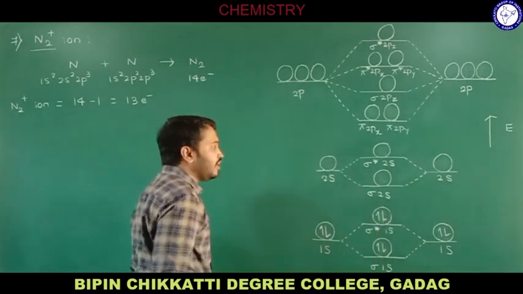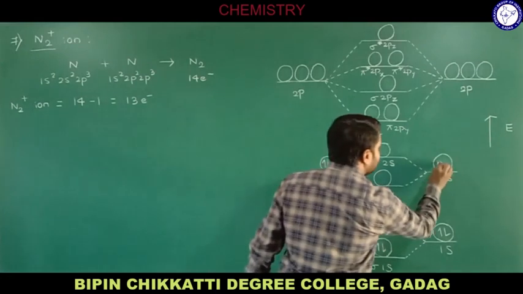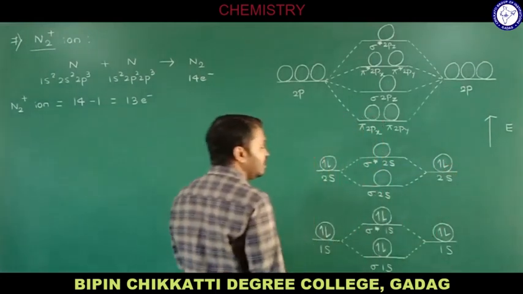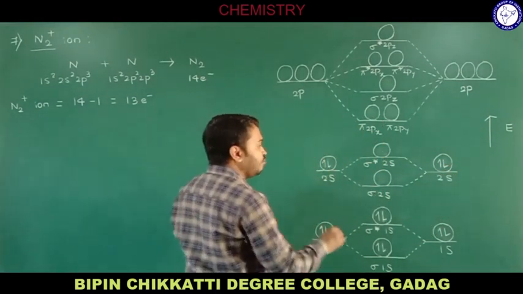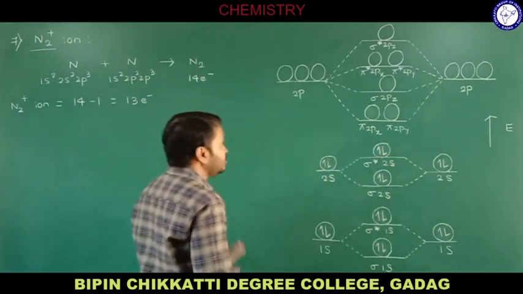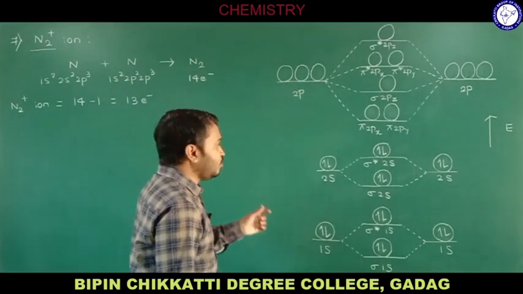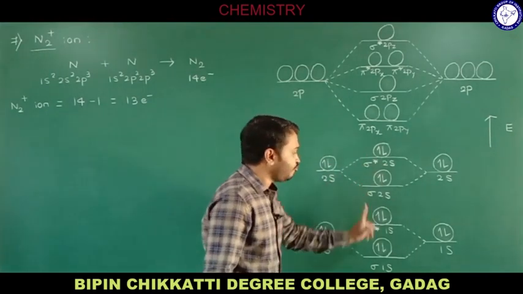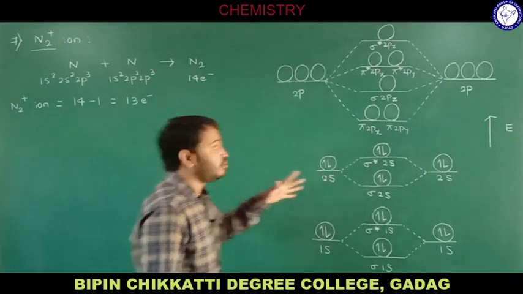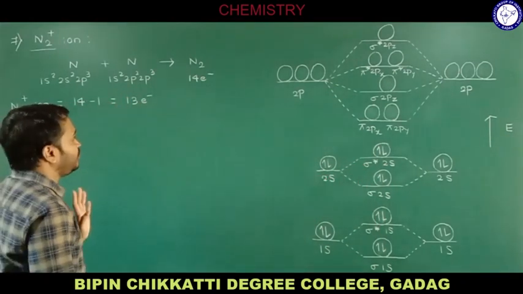The K shell is completely filled. In case of 2s we have 2 electrons in the atomic orbitals, and here also 2 electrons. 4 electrons have to be distributed in molecular orbitals: 1, 2, 3, 4. Now in the 2p atomic orbitals, so far 8 electrons have been distributed out of the 13.